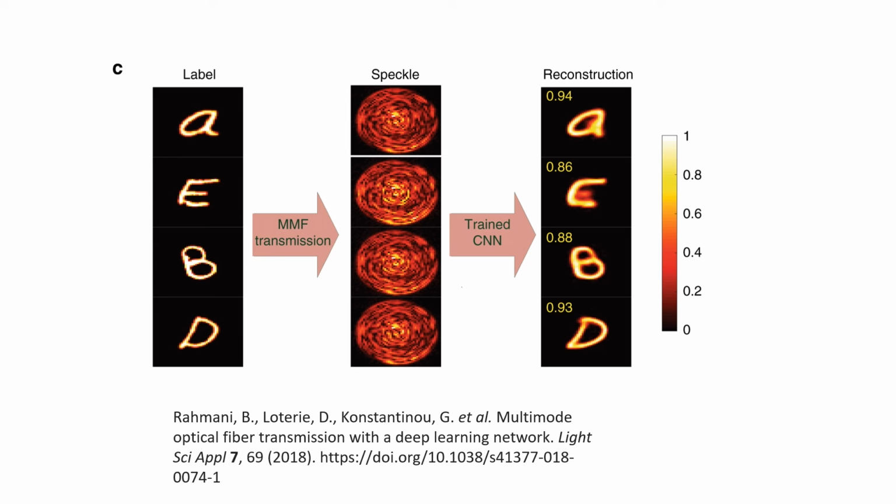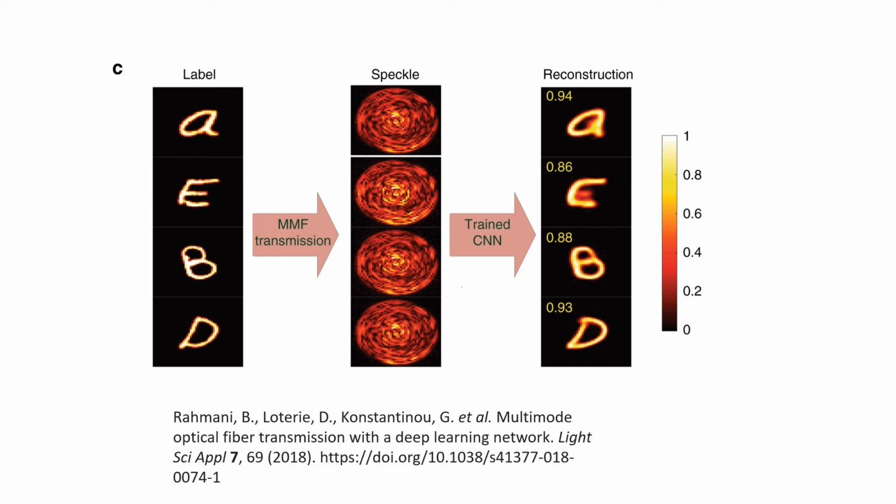So one applies a variety of stimuli, measures the output, trains a network to regressively reconstruct the input from these output speckle patterns, and then one can test that with unknown speckle patterns and generalize to image through the fiber.